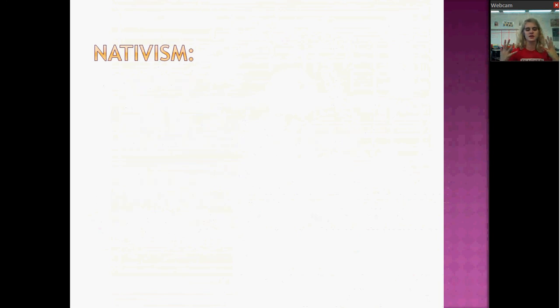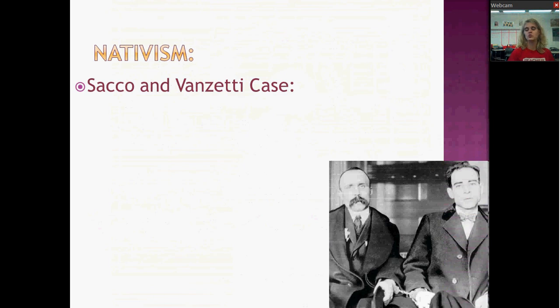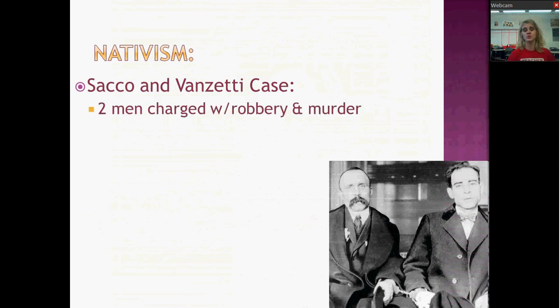So kind of going along with this, I want to tell you specifically about a trial that took place. This is the Sacco and Vanzetti case. So these two men down here, Sacco and Vanzetti, were two Italian immigrants, spoke very little English, and they were both arrested after there was a break-in at a shoe factory and a man was killed. They were charged with the robbery and the murder of this man.